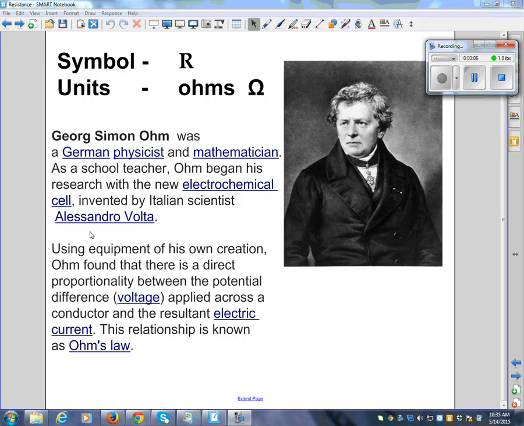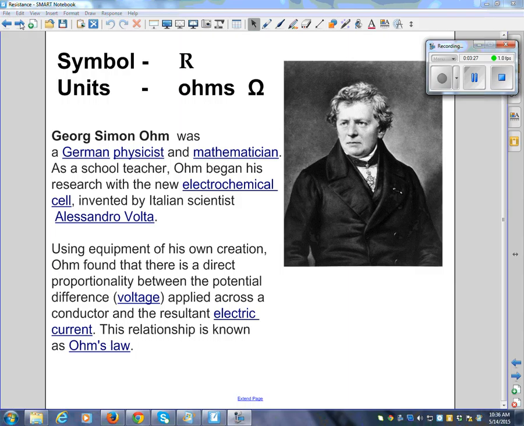So here's what happened. Using equipment of his own creation, Ohm found that there's a direct proportionality between the potential difference, or the voltage, applied across the conductor and the resultant electric current. This relationship is known as Ohm's law because he discovered it. The greater the voltage, the greater the current.